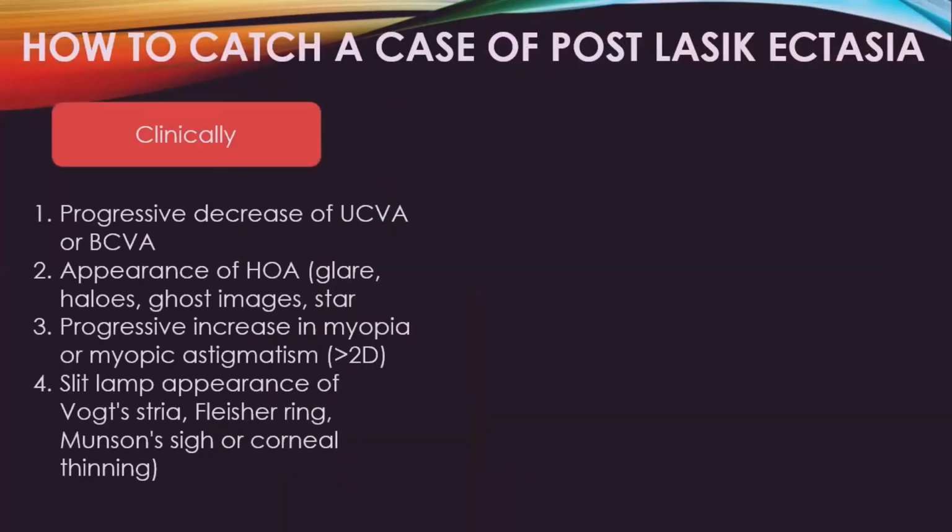So how do we catch a case of post-LASIK ectasia? Clinically, as we defined before, we have a progressive decrease of the uncorrected and the best corrected vision. The patients start to complain of higher-order aberrations such as glare and ghost images. There is a progressive increase in the myopia, more than 2 diopters, whether in the astigmatism or the myopia. And we can have a slit lamp appearance of a case of keratoconus because they have the same pathology.